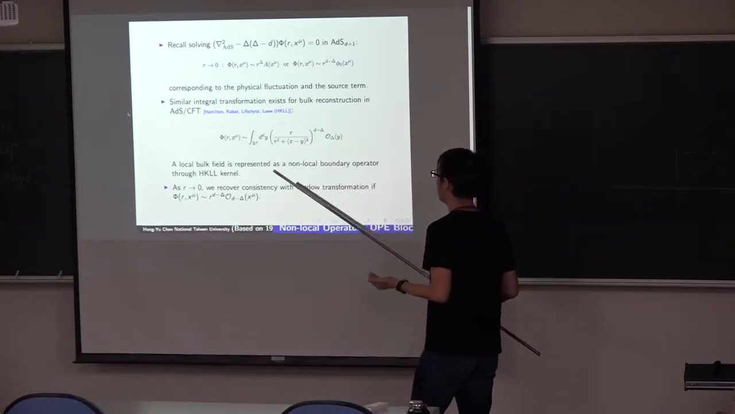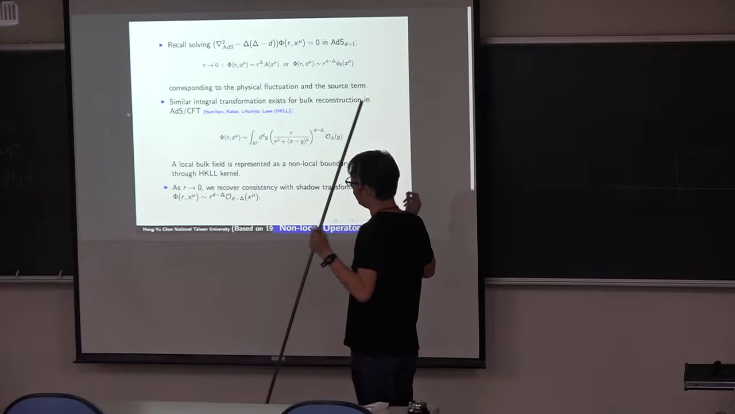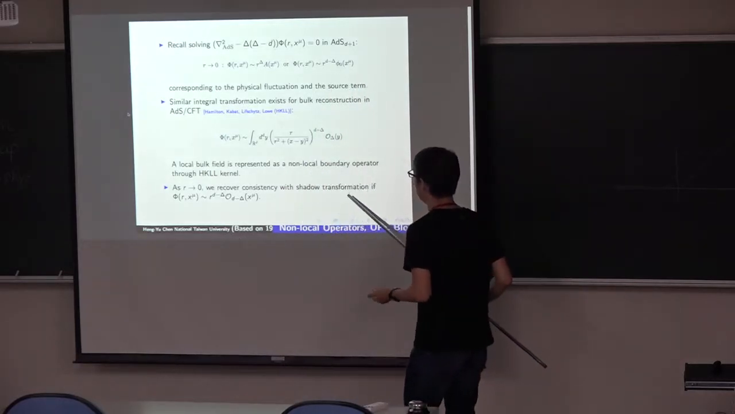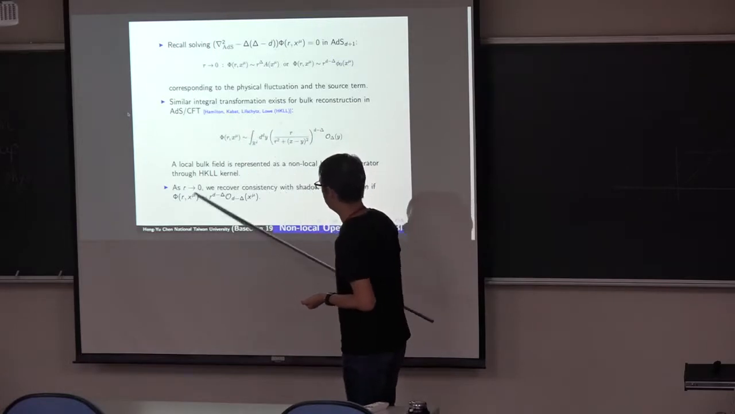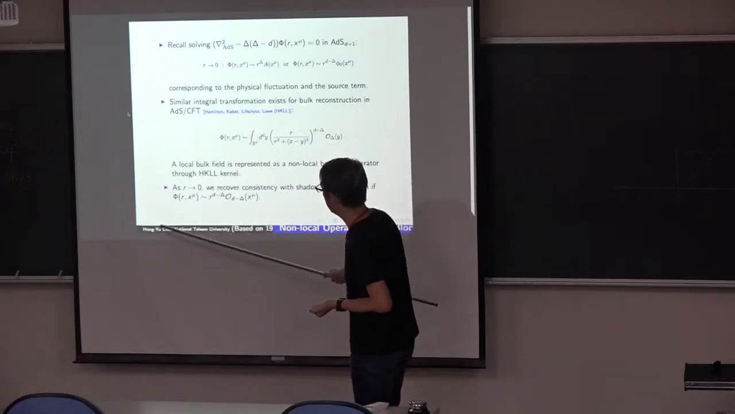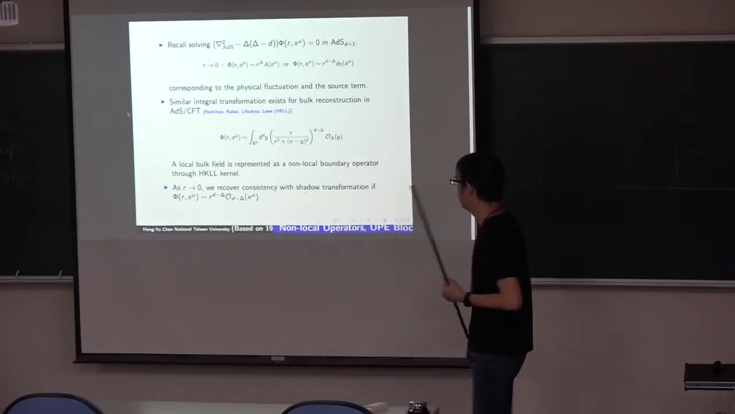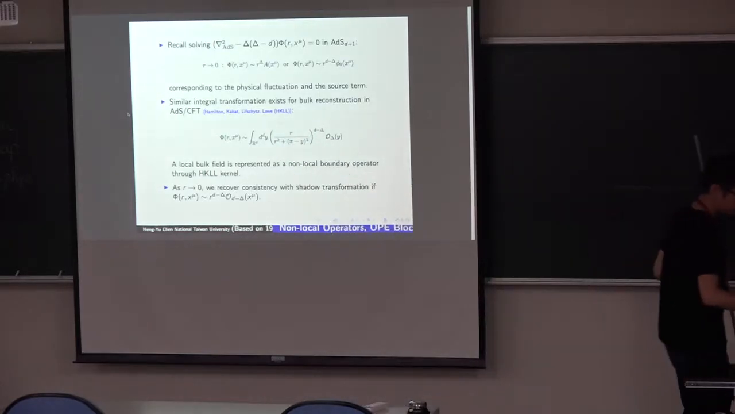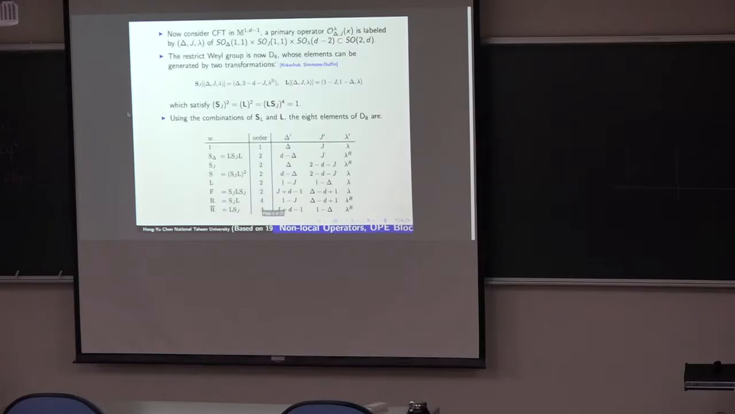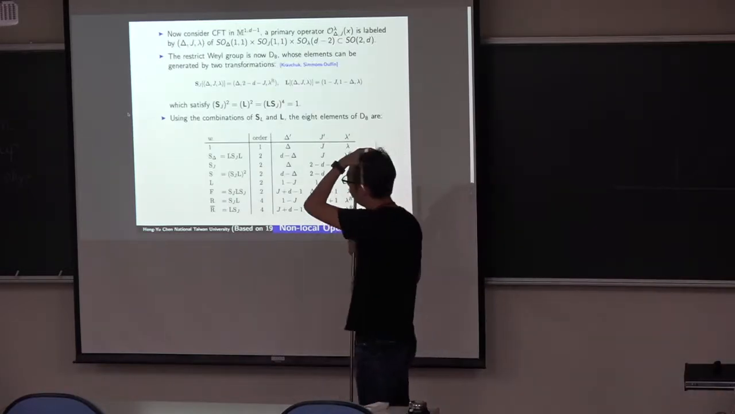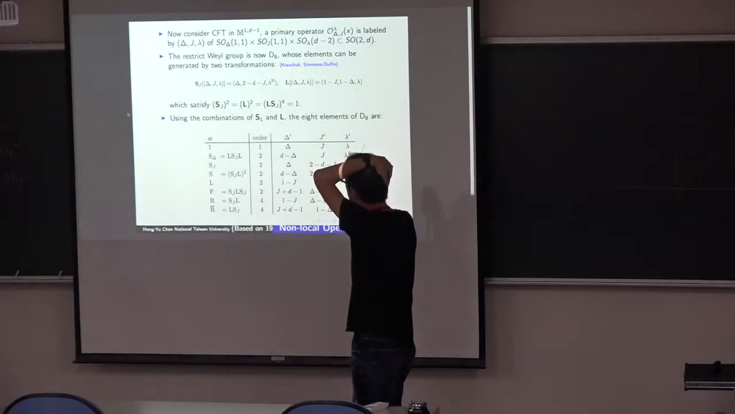And we can see that if we take the r go to zero limit, we recover basically the same kind of expression as a shadow transformation, if this guy has the following decaying behavior. In other words, carry the source. Okay, so now that's the case for the Euclidean CFT.